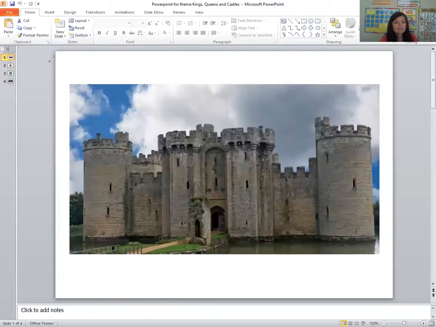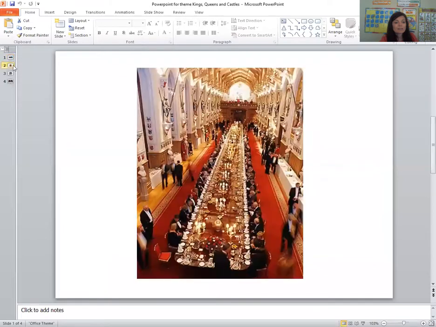Okay, I want to show you what it looks like inside of a castle. Look at this. This is one big room, and look at that long table. There's usually one big room at least in a castle, and it's used for eating, like at this banquet. That's what it's called when a king or queen throws a really big dinner party. It's called a banquet.